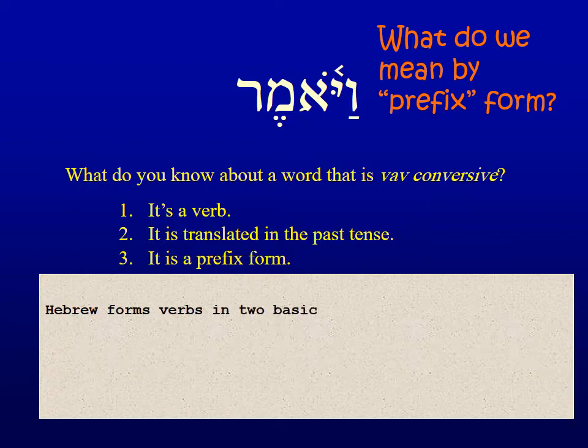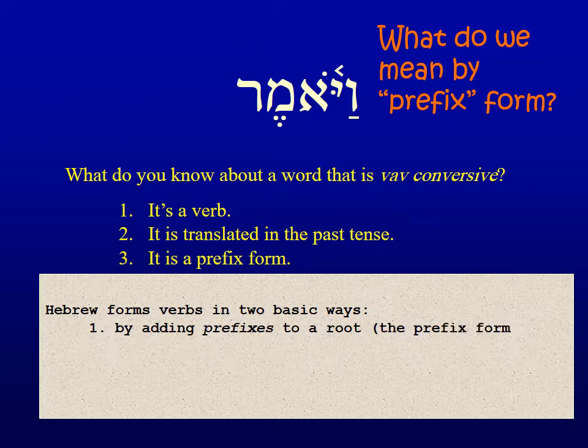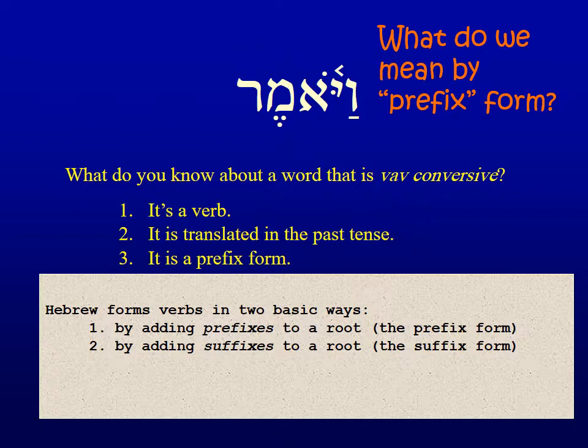Now, the prefix form of the verb is one of two ways that Hebrew forms verbs. One way is by adding a prefix to the root, which is the prefix form. The second way is by adding a suffix to a root, which we call the suffix form or the affix form. The vav conversive is a special case of the prefix form.